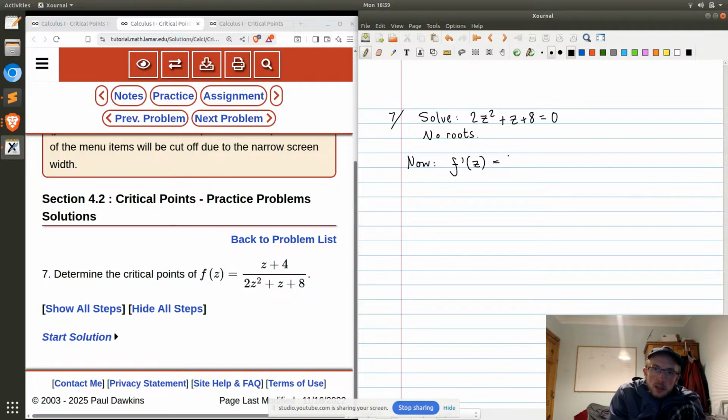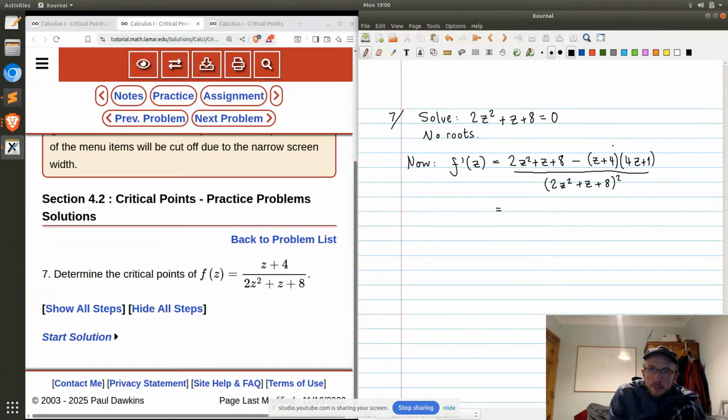That's times that. Minus f times g prime, 4z plus 1, and the square of that.